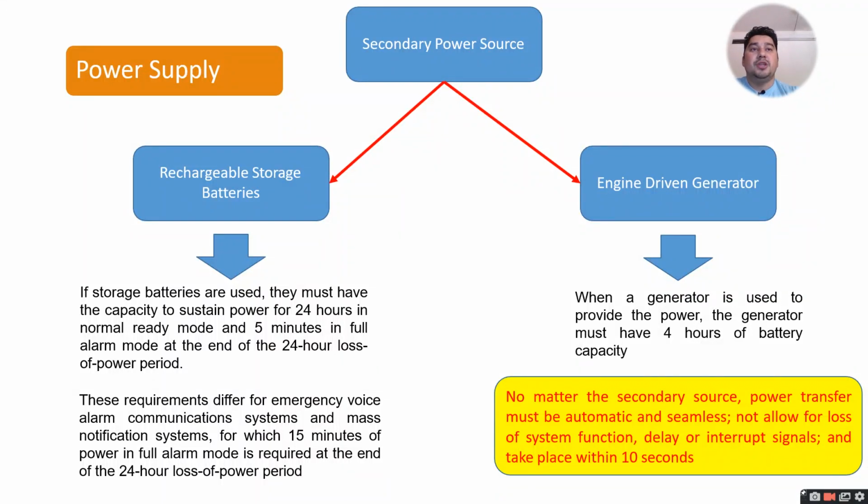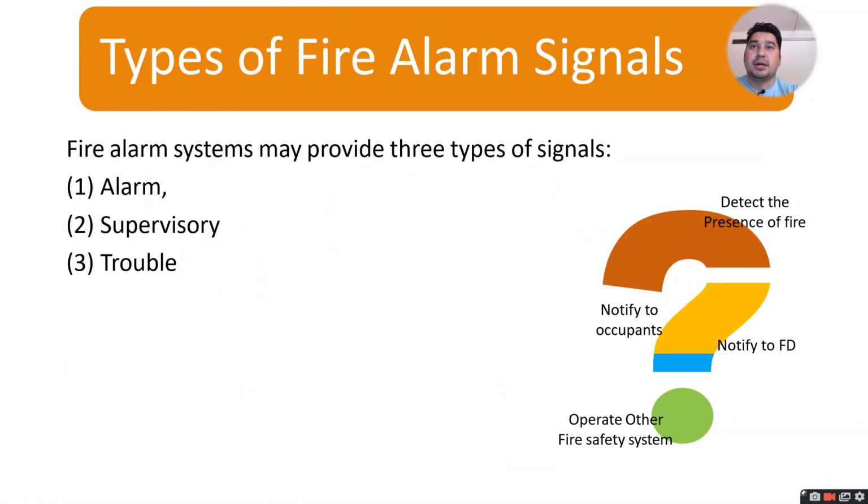The second option is the engine driven generator. When a generator is used to provide power as a secondary source, the generator must have 4 hours of battery capacity. No matter the secondary source, power transfer must be automatic and seamless, not allow for loss of system function, delay or interrupt signals, and take place within 10 seconds. So within 10 seconds, it should start. Now, types of fire alarm signals.